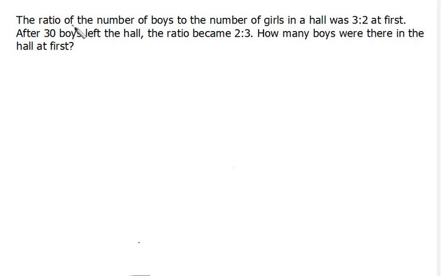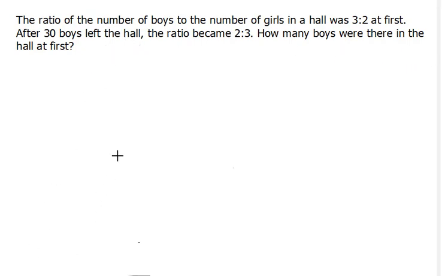So the ratio of the number of boys to the number of girls in a hall was 3 is to 2 at first. So this is a ratio problem, and you know what the ratio is at first. Then after 30 boys left the hall, the ratio became 2 is to 3. Now the ratio has changed, and if you clearly notice, 30 boys left the hall, and there's no mention of the girls, so there's no change in the number of the girls. How many boys were there in the hall at first?